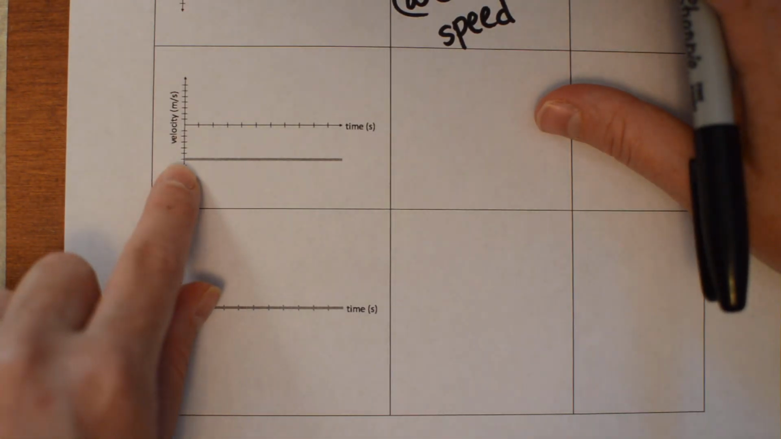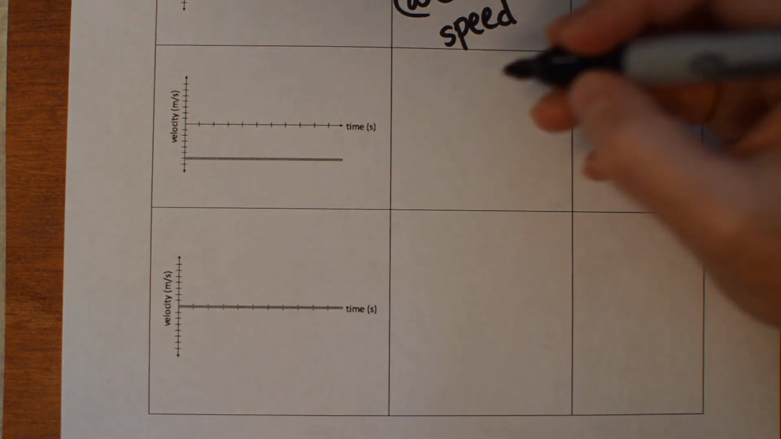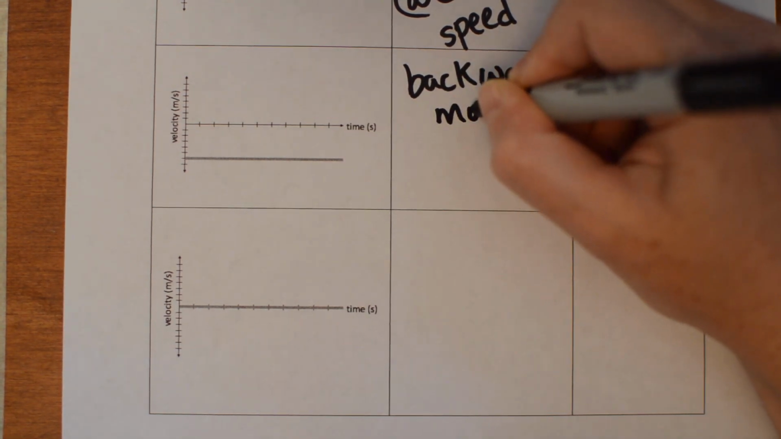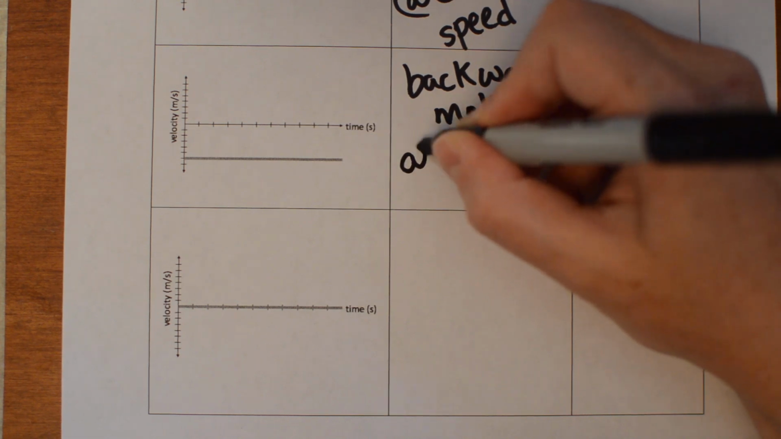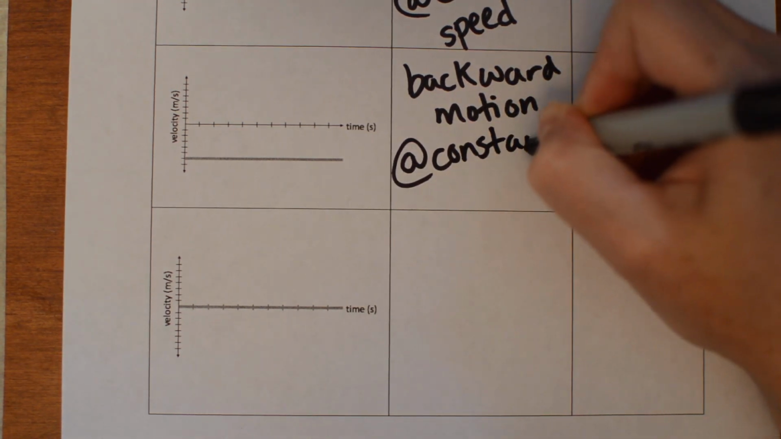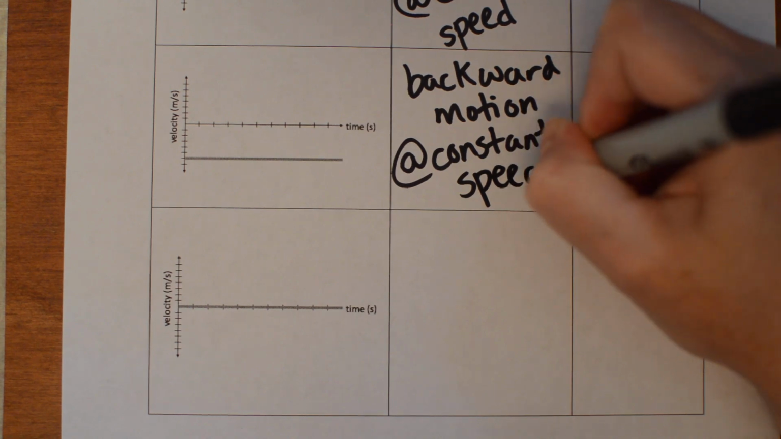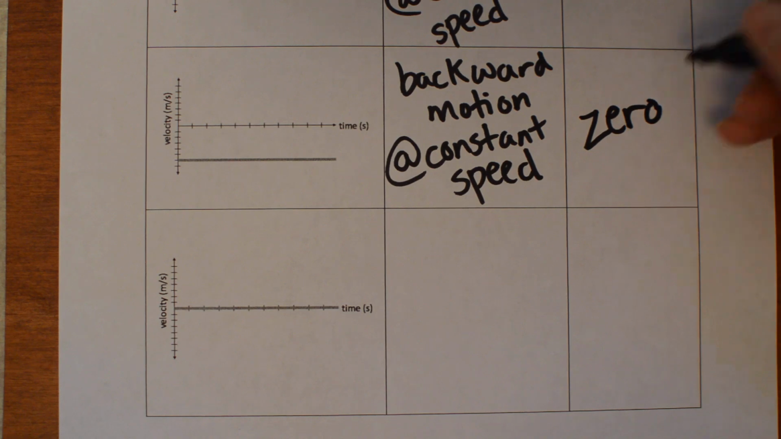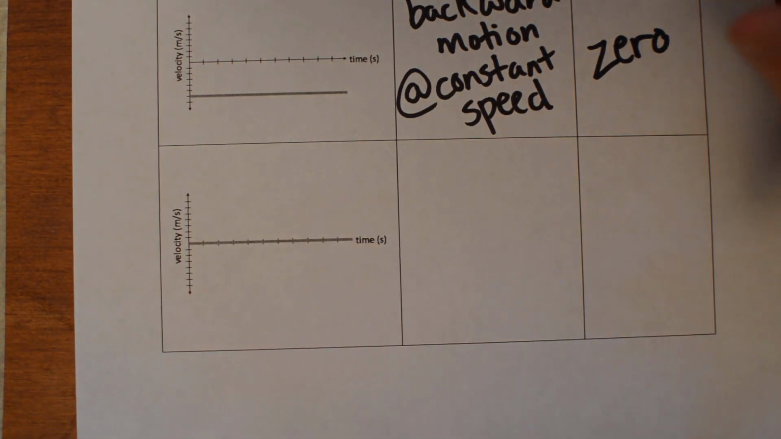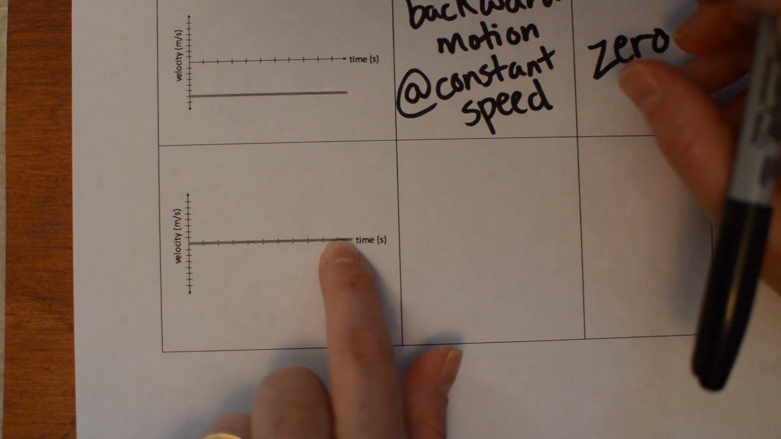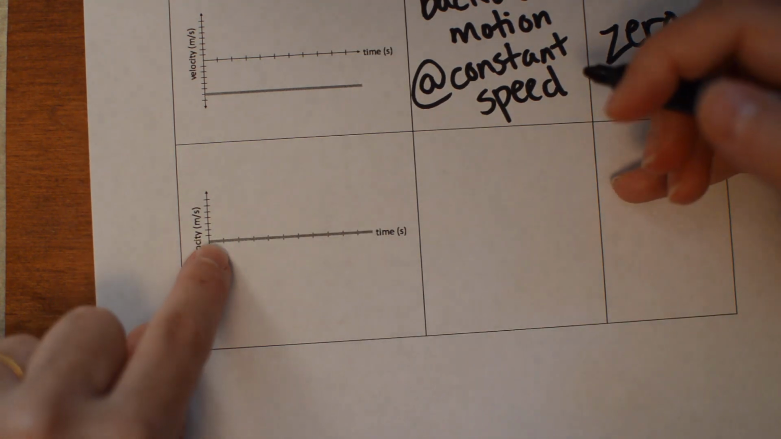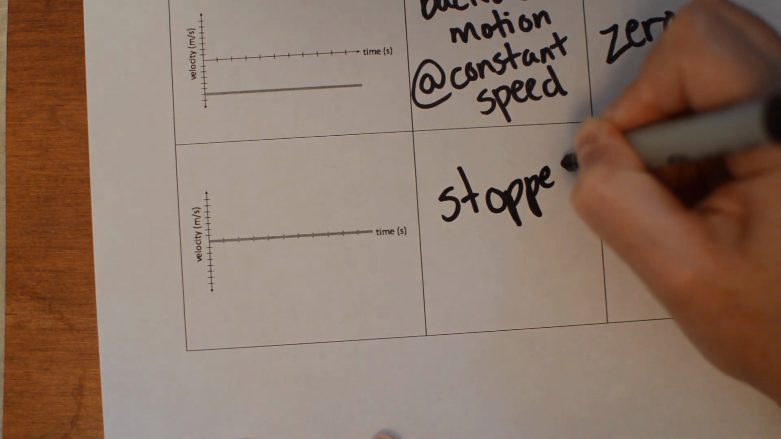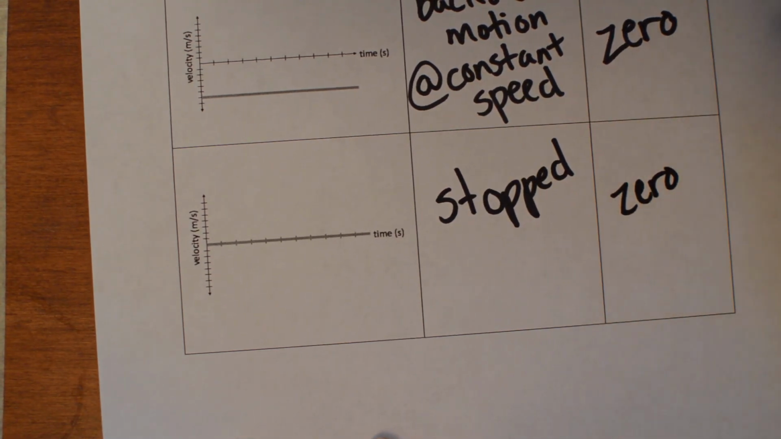All right, the next one, we've got a negative horizontal line. That just means you're moving backwards. So it's backward motion. And you're moving backwards at constant speed. And horizontal line, no slope, so that has 0 acceleration. This one is a horizontal line of the velocity at 0. So that means you're just stopped. The velocity is constantly stopped. So that object is stopped, and so of course it also has 0 acceleration.